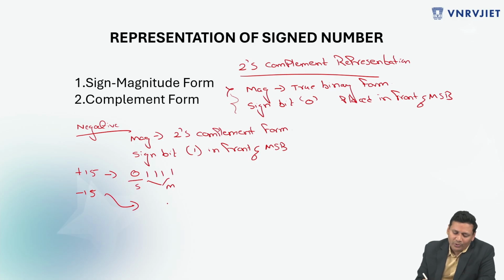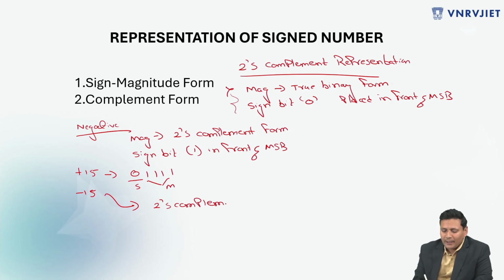Now how are we going to represent minus 15? We come to the magnitude. The magnitude will be represented in its two's complement form, right? So we have to find the two's complement of 1, 1, 1, 1. I hope you remember how to find the two's complement using the shortcut method. What is the shortcut method?